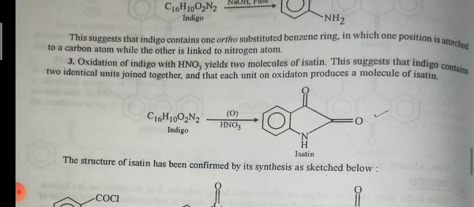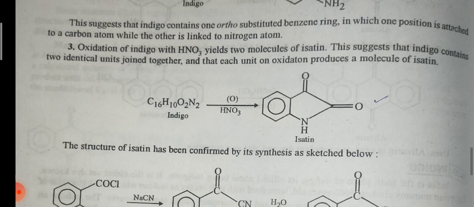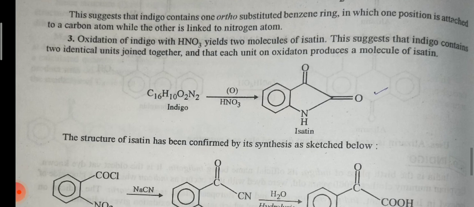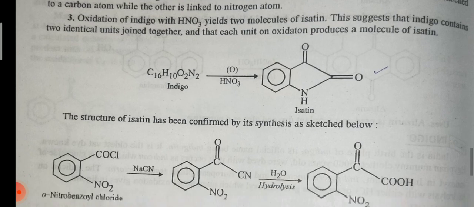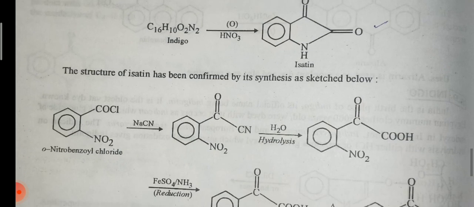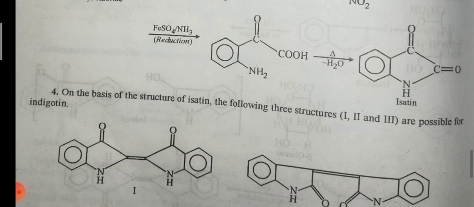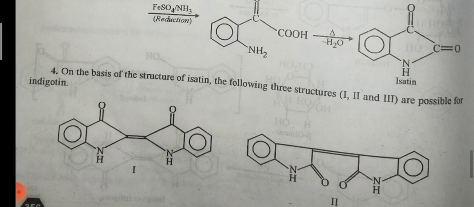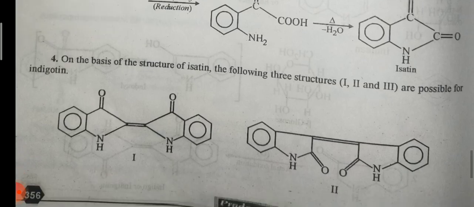Oxidation of indigo with HNO3 yields two molecules of isatin. This suggests that indigo contains two identical units joined together and that each unit on oxidation produces a molecule of isatin. The structure of isatin has been confirmed by its synthesis as sketched below. On the basis of the structure of isatin, the following three structures are possible for indigotine: first, second and third.